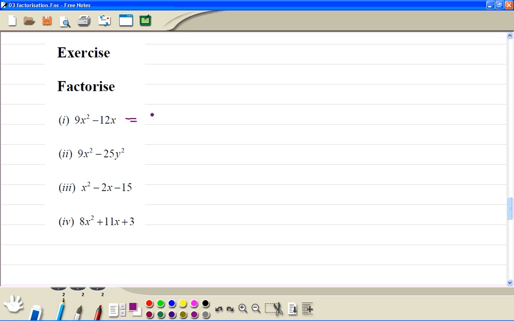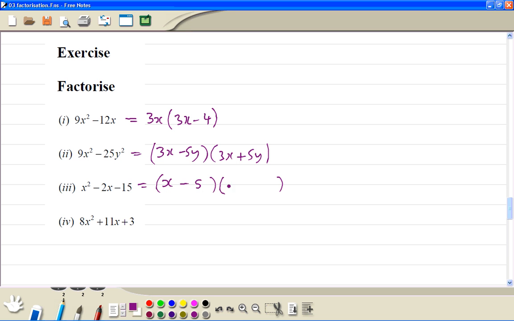Number 1, 3x is a common factor, so 3x minus 4 in the bracket. Difference of two squares, so it's 3x minus 5y times 3x plus 5y. Factors of minus 15 that add up to minus 2 are minus 5 and plus 3.